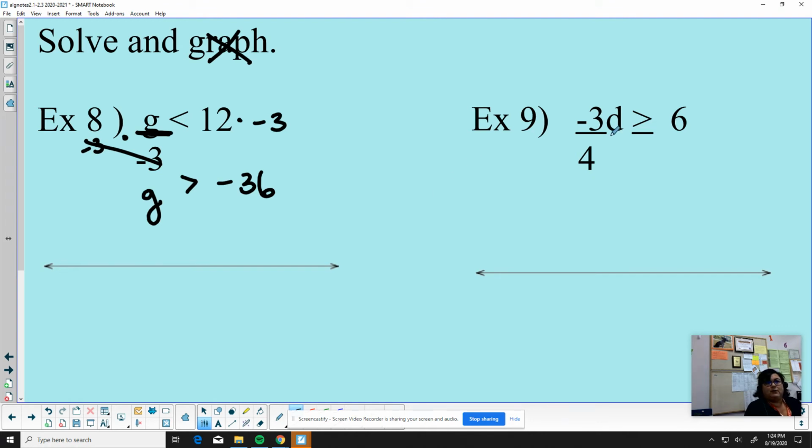Okay, same thing here. So I want D alone, so I want to get rid of -3/4. So I multiply by the reciprocal.